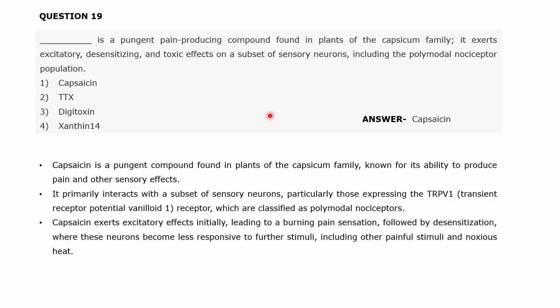And I hope this answer is clear. Capsaicin is a pungent pain-producing compound found in plants of the capsicum family, exerting excitatory, desensitizing and toxic effects on a subset of sensory neurons. These are the receptors found in these neurons, the transient receptor potential vanilloid 1 receptor or TRPV1 receptor, including this receptor population. So I think this answer is clear. Does anyone have any doubt?